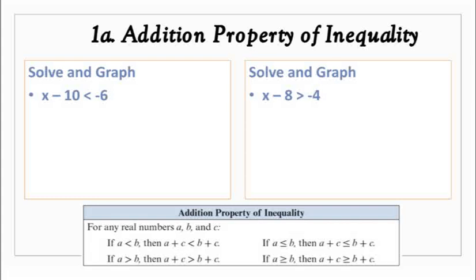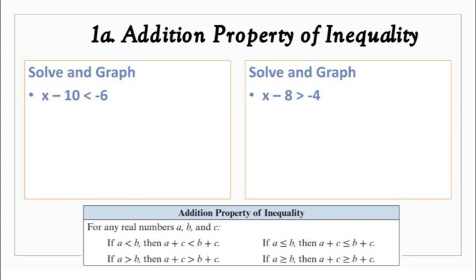We have already gone through the addition property of equality, which meant that if two sides are equal and you add the same number to both sides, they are still equal. Well, the addition property of inequality states that if A is less than B, then I can add the same number to both sides of the inequality symbol, and A is still less than B. Or if A was greater than B and I added the same number to both sides, A is still going to be greater than B.